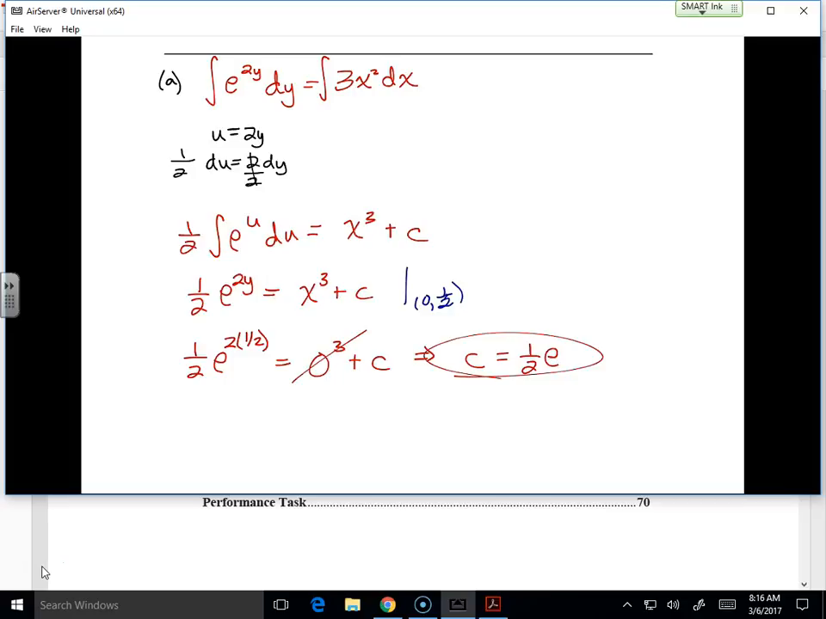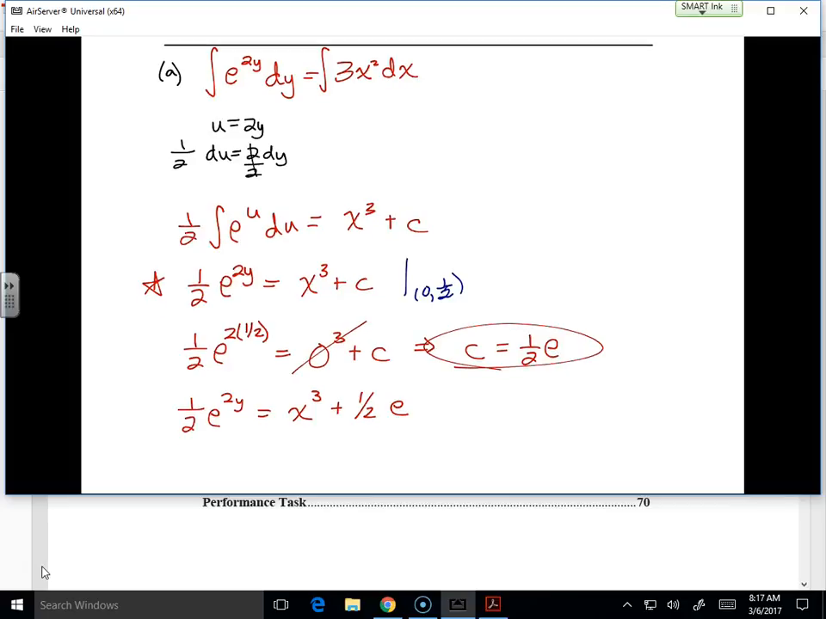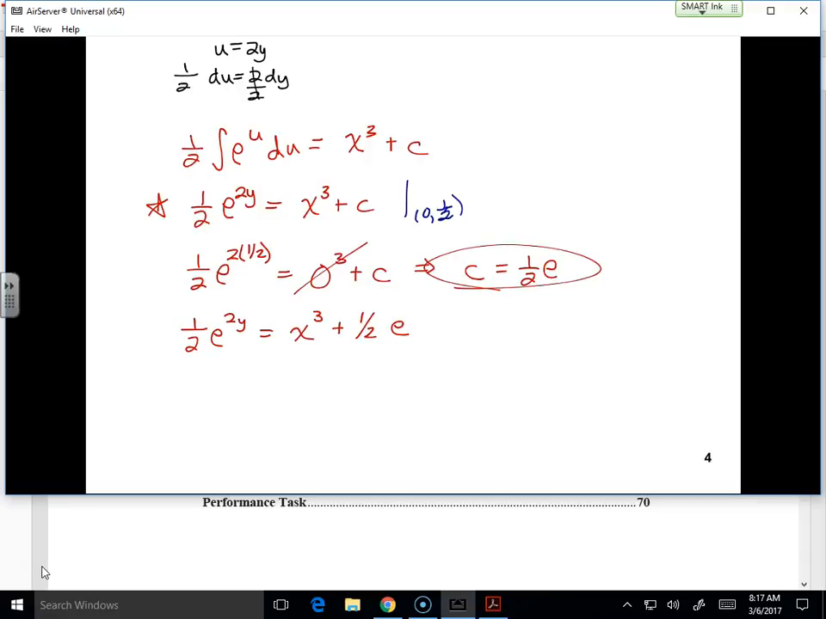What are we going to do with it? Plug it in. Where? To the equation that I had, right? So we have 1/2 e to the 2y equals x cubed plus 1/2 e. Question: can I box it and be done? Go look at your directions. They say they want y equals. Who's not by himself? y. Okay, so what do we do? Solve for y.